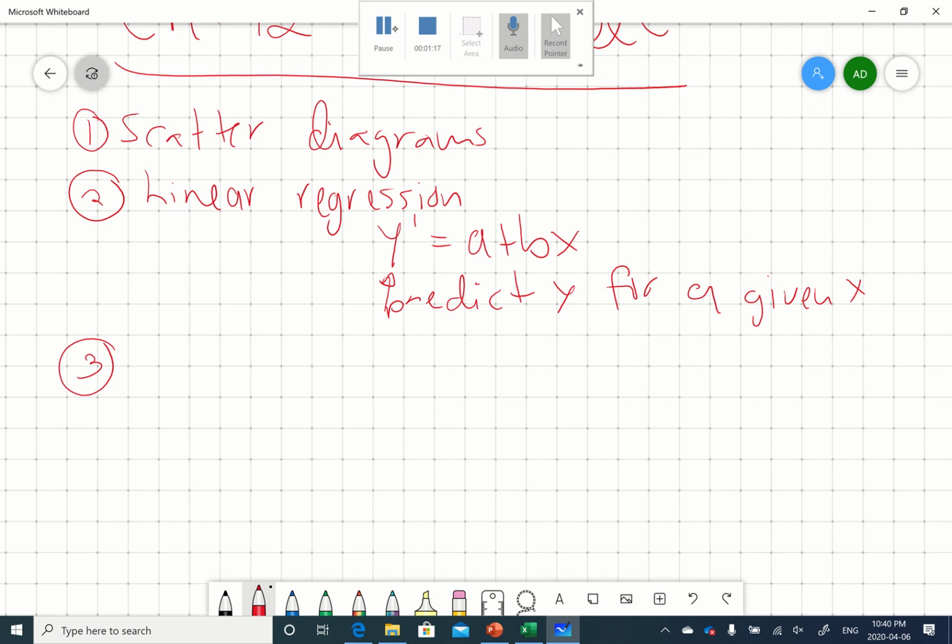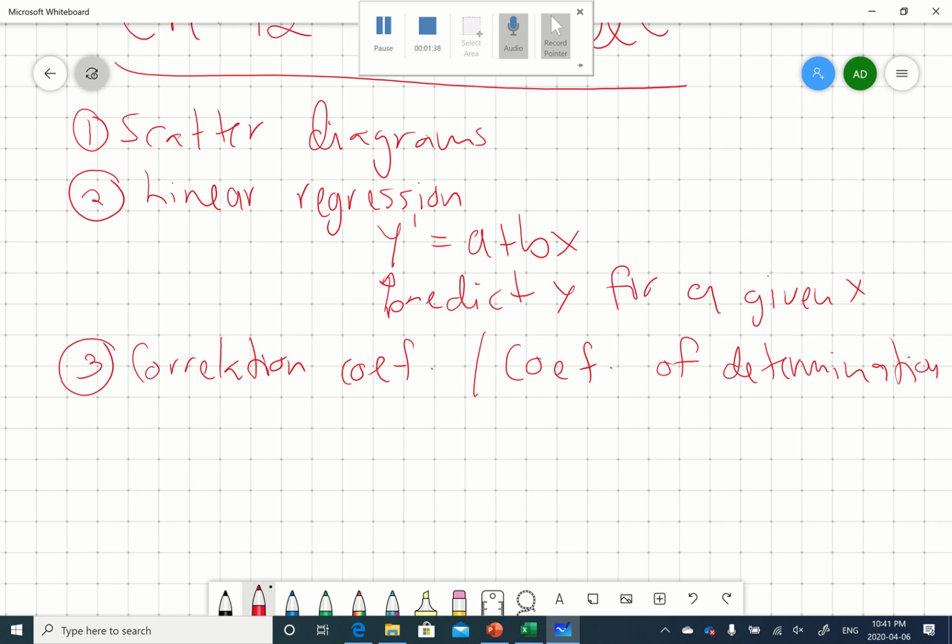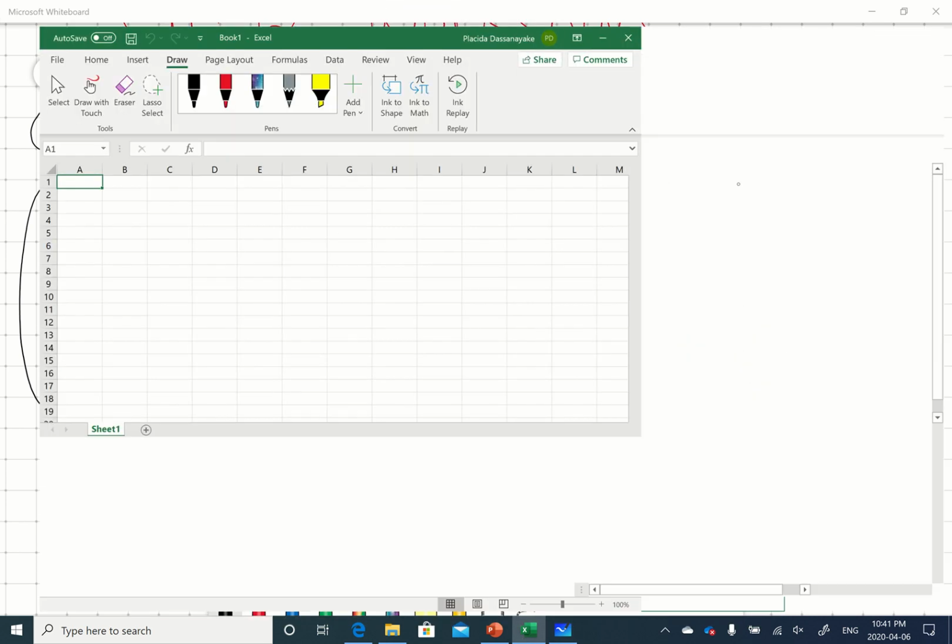And then third, you're gonna see how to get a correlation coefficient, and then coefficient of determination. Well, actually, these two can be done in one run. You can get the linear regression equation, correlation coefficient, coefficient of determination, everything in one run. And then scatter diagram in another run.